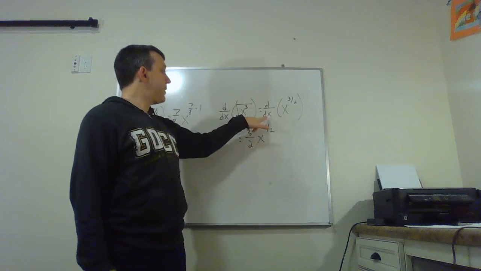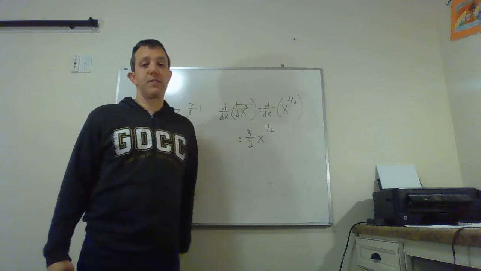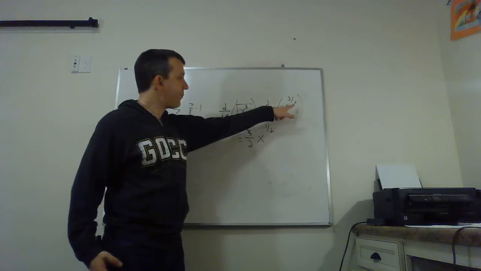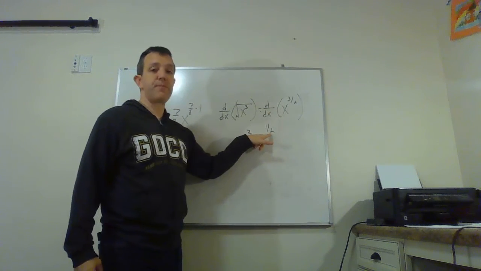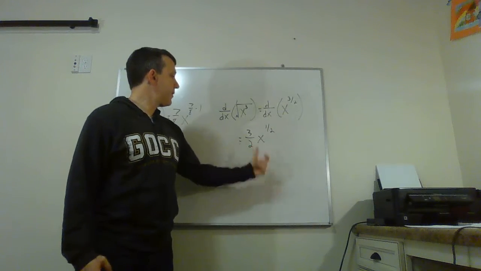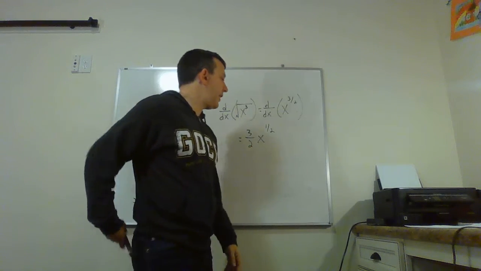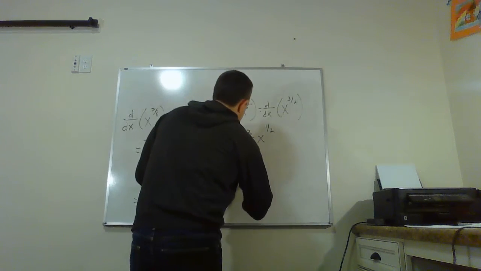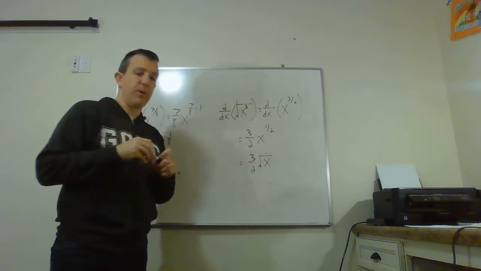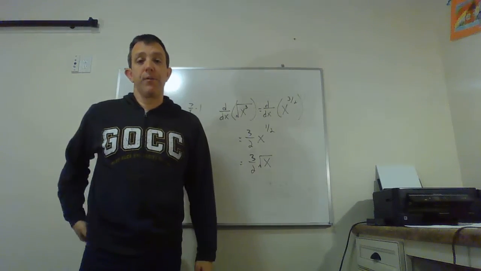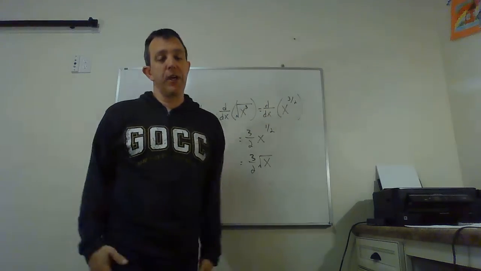So now I'm taking the derivative with respect to x of x to the 3/2. I bring my power down front, and then I subtract 1. 3/2 minus 1 is a half. So there's my derivative, 3/2 times x to the 1/2, or if you prefer, 3/2 times the square root of x. Either way. All right, so there we go. There's our power rule. Now I've got more to come, so let's move on to the next board.